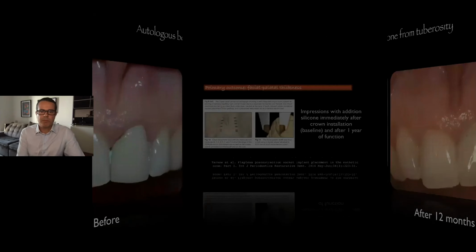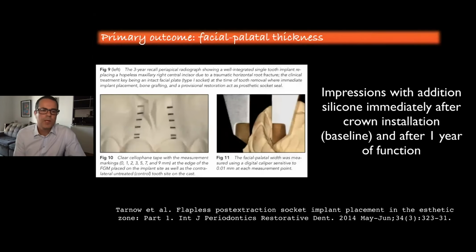In this first report that I will share with you, our primary outcome was the facial-palatal ridge thickness measured in casts, as described by Tarnow and co-workers. So we took impressions with addition silicone immediately after the crown installation, which was our baseline, as I told you, and after 1 year of function.